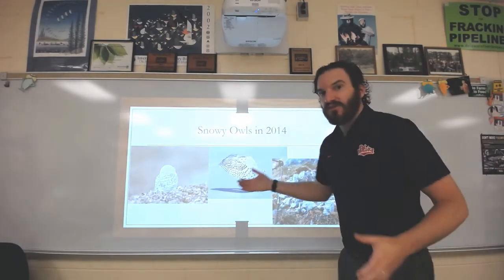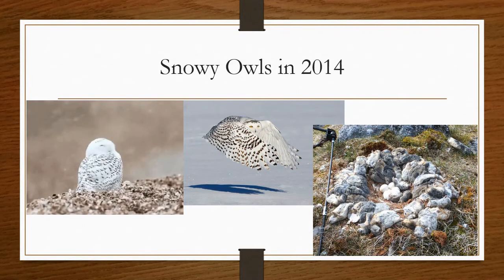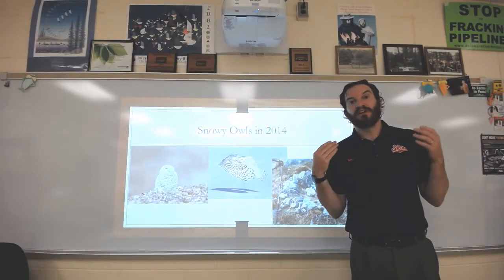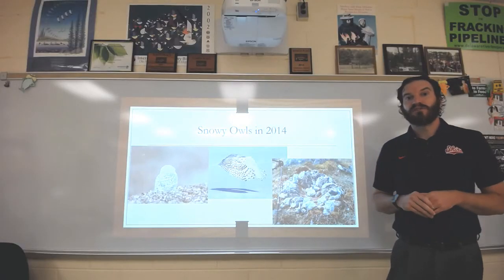Now, let's talk about a specific example. Snowy owls. In 2014, snowy owl population, or let me at least get a little backstory of snowy owls in our area. Snowy owls are a boreal species. They're found up in the tundra and boreal forests of Canada.